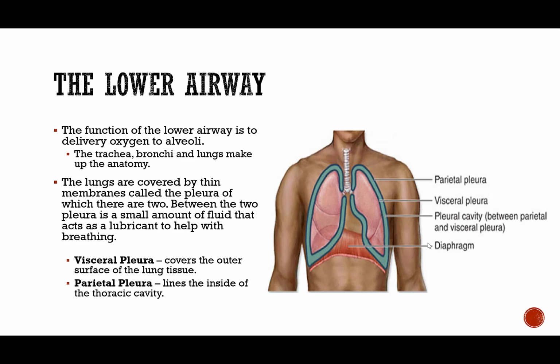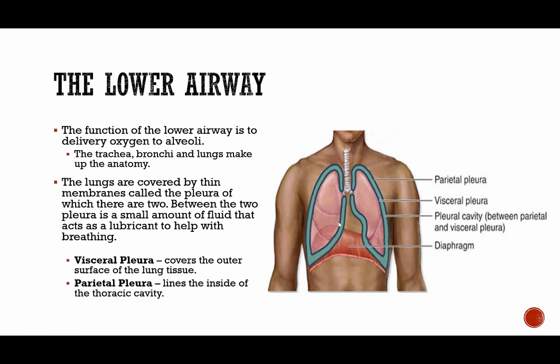So one thing I want you to keep in mind here that comes up often is the pleura. So if you look over here, the pleura is this stuff here, right? And it's basically a set of thin membranes, and there are two of them. Now, between the pleura, there's a small amount of fluid that acts like a lubricant to help with the expansion and contraction of the breathing process. Now, there are two pleura. The visceral pleura covers the outer surface of the lungs, right? And then the parietal pleura, which lines the inside of the thoracic cavity.